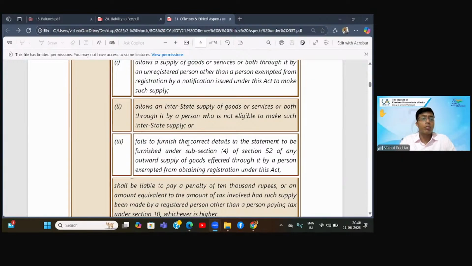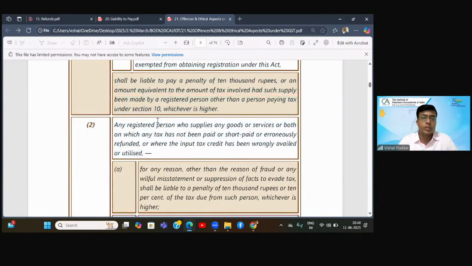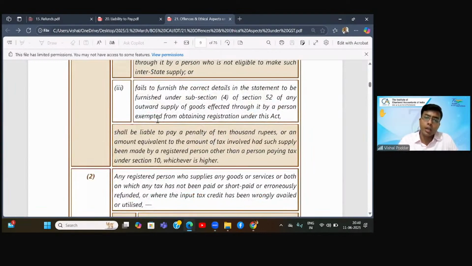Next, the portal fails to furnish correct details in the statement to be furnished under subsection 4 of 52, which is required to be furnished by it. So what details the portal was required to furnish, it has not furnished or it has given wrong details, again the portal will be penalized. Now what is the penalty?